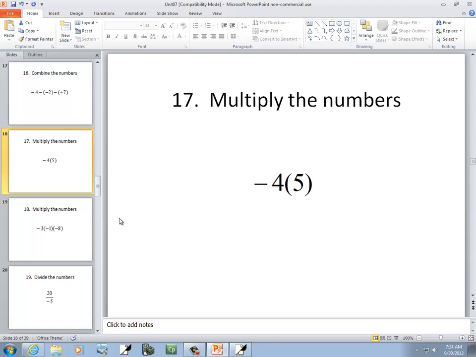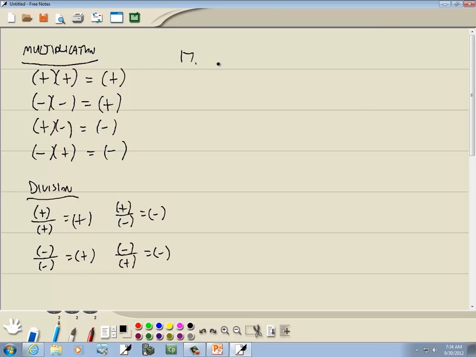Let's look at this problem. We've got negative 4 times 5. Now, multiplying just like normal, 4 times 5 is 20. We've got a negative number times a positive number. Well, a negative number times a positive number gives us negative. So our answer would be negative 20.